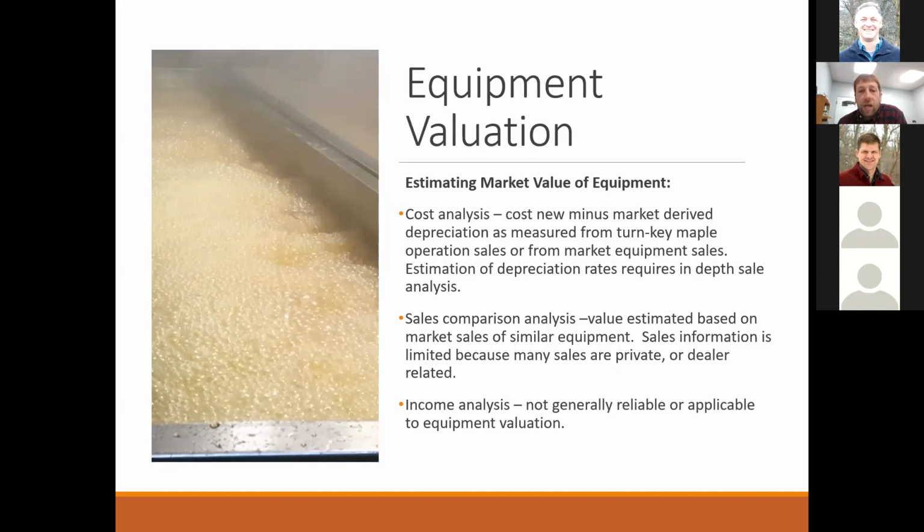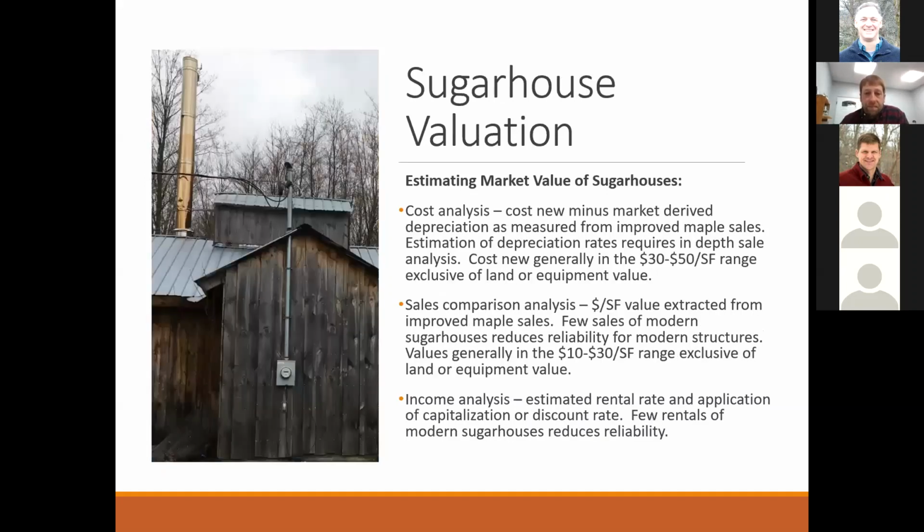Sugar house valuation, it's kind of the same thing. Cost minus market derived depreciation. We're going to measure that for maple sales and estimate depreciation rates based on the sales. So cost is generally in the $30 to $50 a square foot range without the land value or the equipment value included. And the values are generally in the $10 to $30 a square foot range, exclusive of land or equipment value.